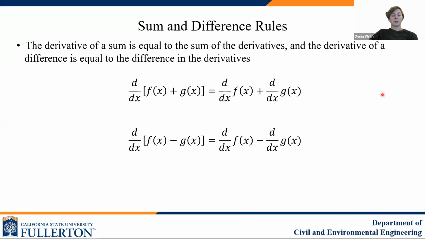The sum and difference rules for derivatives are the following. If you're taking the derivative of two functions added together, just like we did with those polynomials, where it was x to the fourth plus x to the third plus x to the second, etc., you can take the derivative of each of those functions independently. So you just distribute the derivative, and then you add them together.